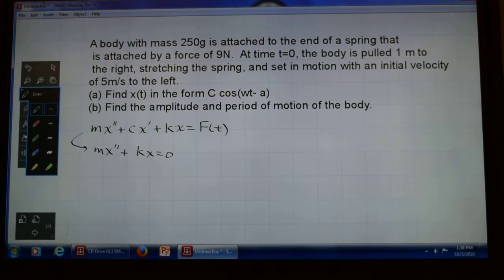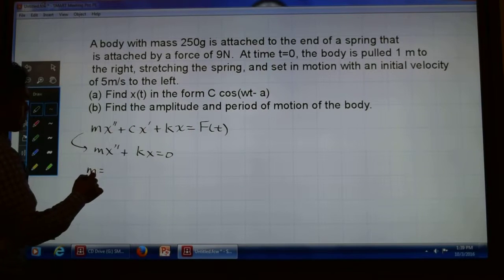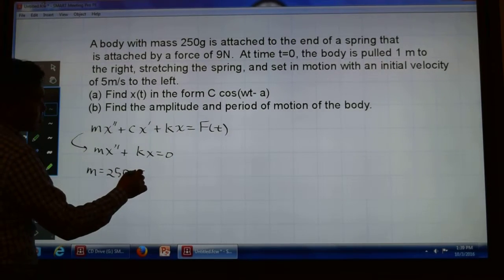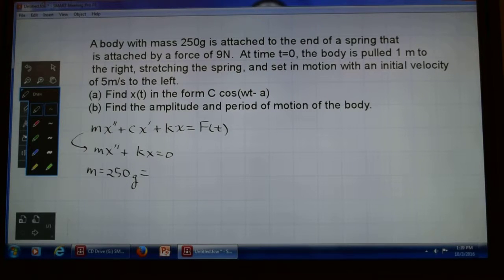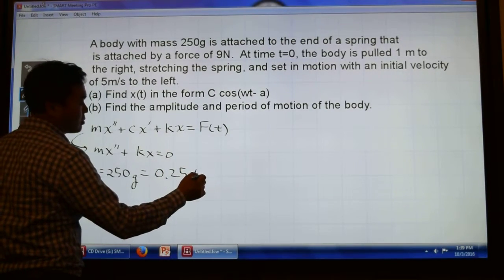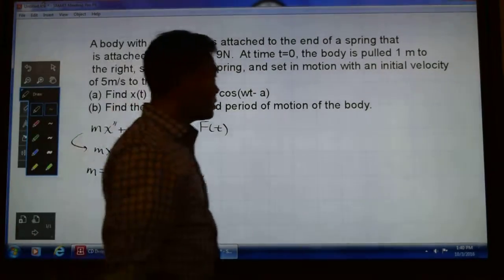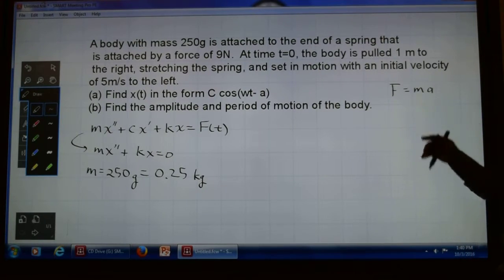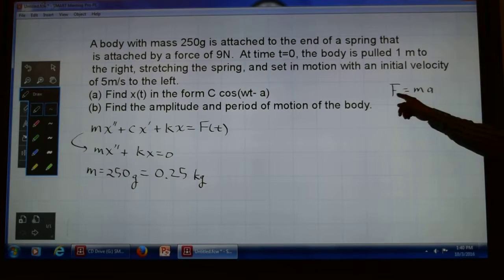Now, m is explicitly given. What's the value of m? 250 grams. It should be in kilograms. So what is that? 0.25 kilograms. So m should be taken as 0.25, because in the formula F = ma, m has to be in kilograms if a is in meters per second squared, then F has to be in newtons. So if you want newtons with meters and seconds, you need m to be in kilograms. So m is 0.25. That's given in the question.